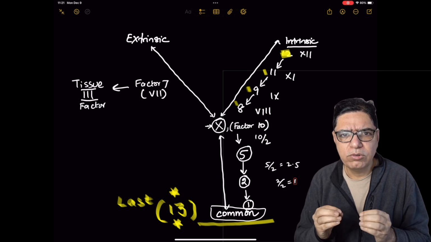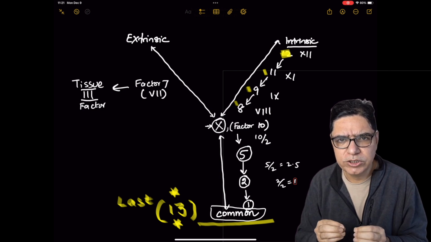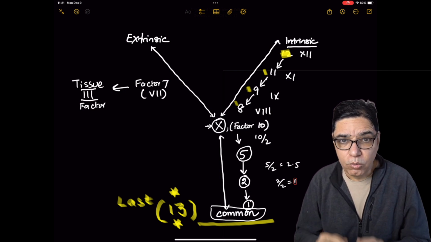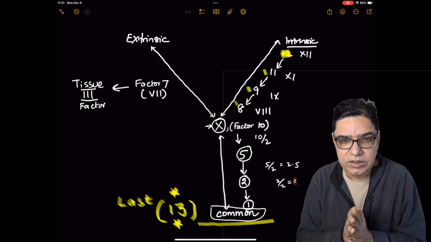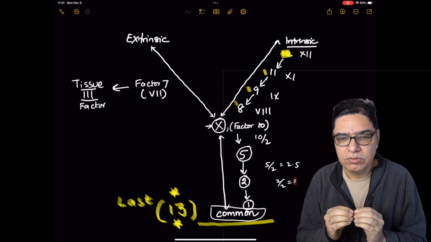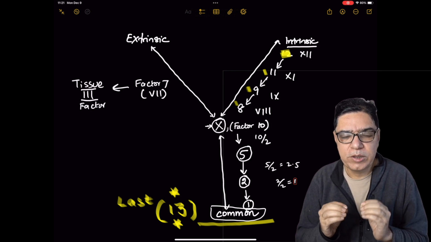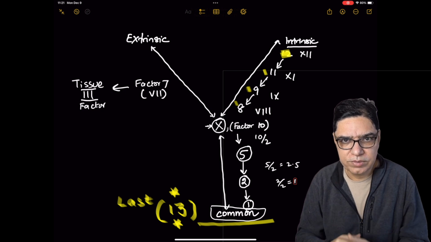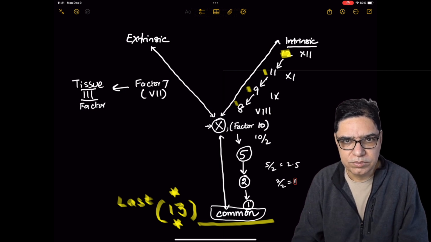So this is how you should remember the coagulation profile. I hope with this simple method, if you do it once on a piece of paper, probably you would remember it for the rest of your life. Okay, so let's move on.